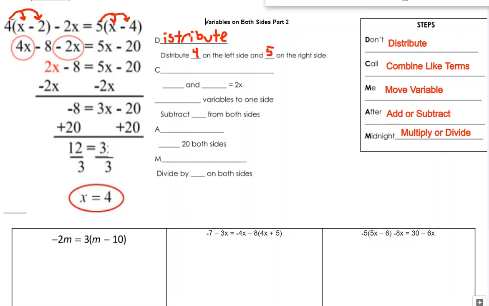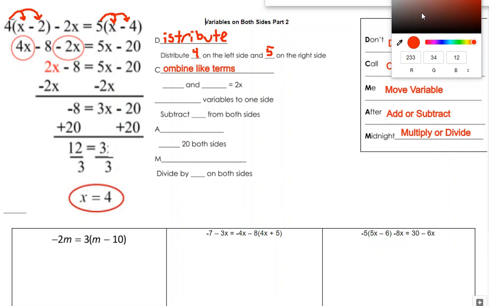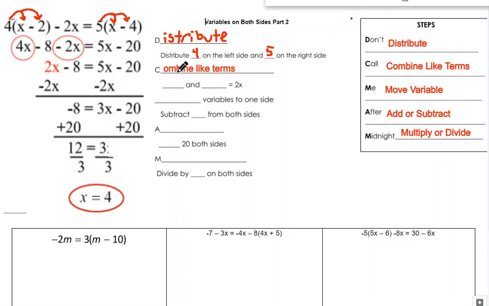All right, our next step is combine like terms. I'm going to change colors here. All right, combine like terms. So when we combine like terms, I usually draw a big wall at my equal sign. We can only combine on the same side. So we look on our left side, and I can see I can combine this 4x and this -2x. 4x minus 2x gives us 2x. So we can combine that 4x and that -2x, and when we combine those, we get 2x. All right, so we did that.